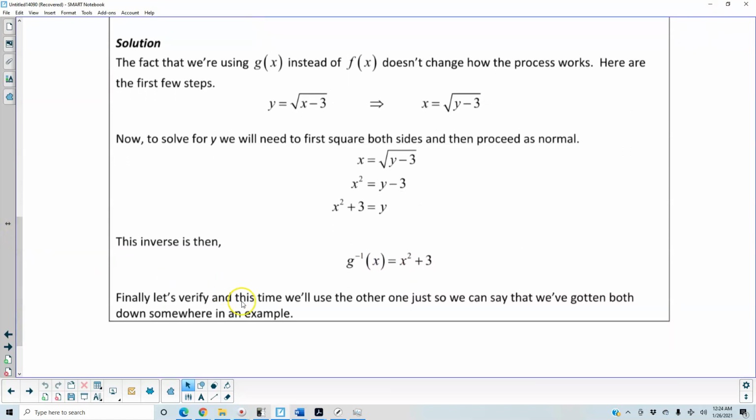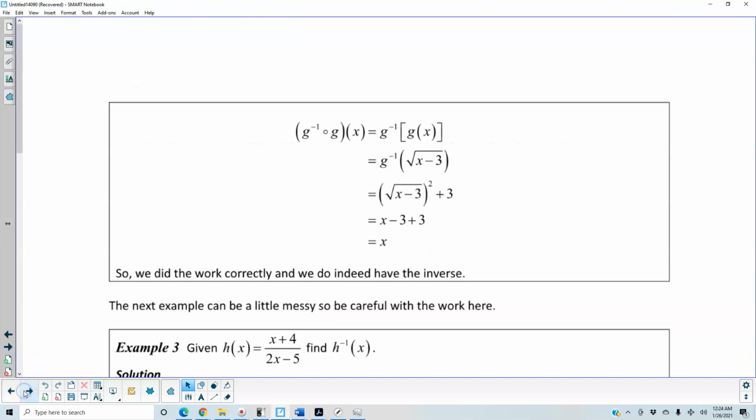Finally, let's verify, and this time we'll use the other one just so we can say that we've gotten both down somewhere in an example. So g inverse composite g of x, which is equal to g inverse of g of x. So g of x is the square root of x minus 3, and we plug that into the inverse function, which is the square root of x minus 3, squared, plus 3. When we square the square root, we end up with x minus 3 plus 3, and we get x. So we did the work correctly, and we do indeed have the inverse.